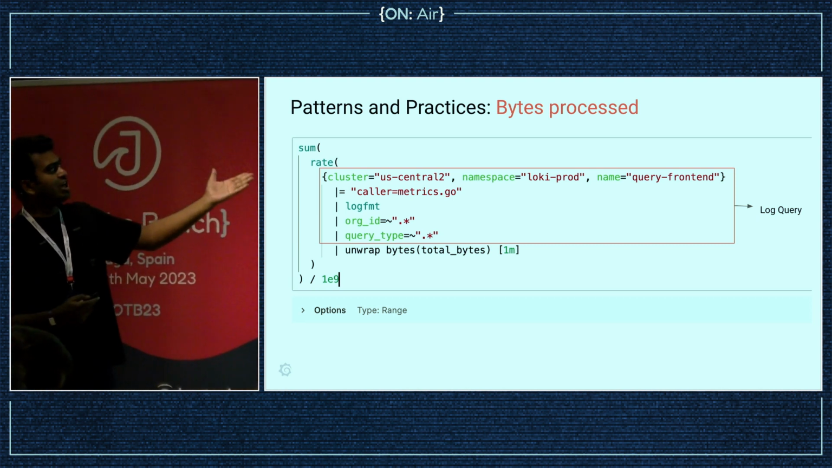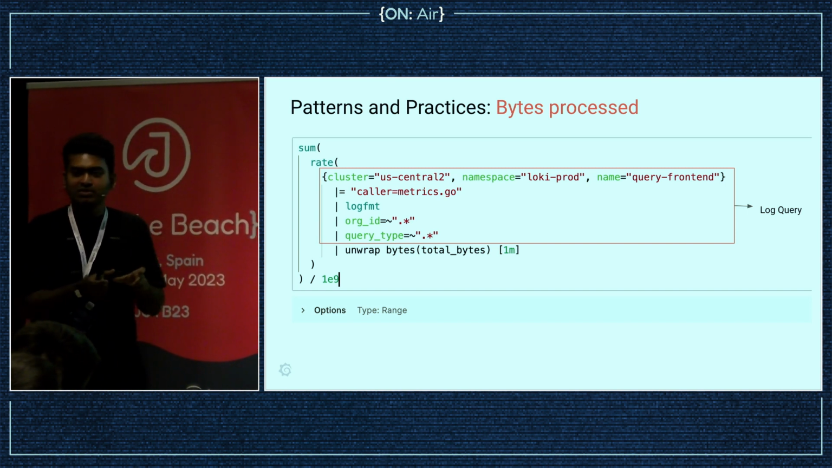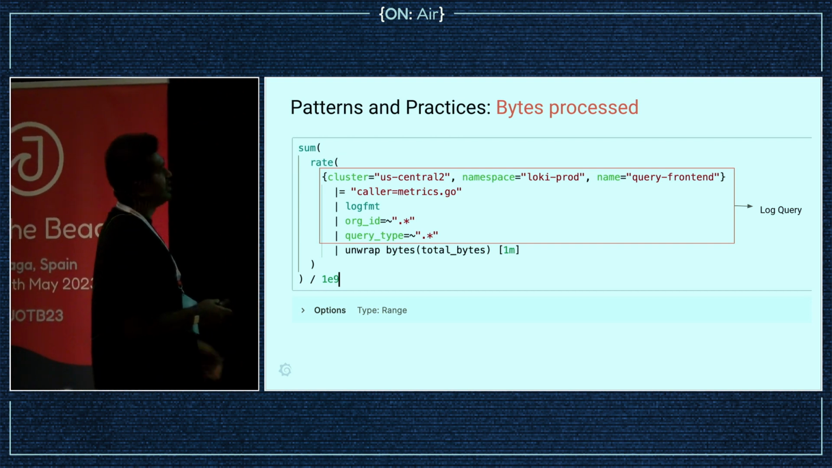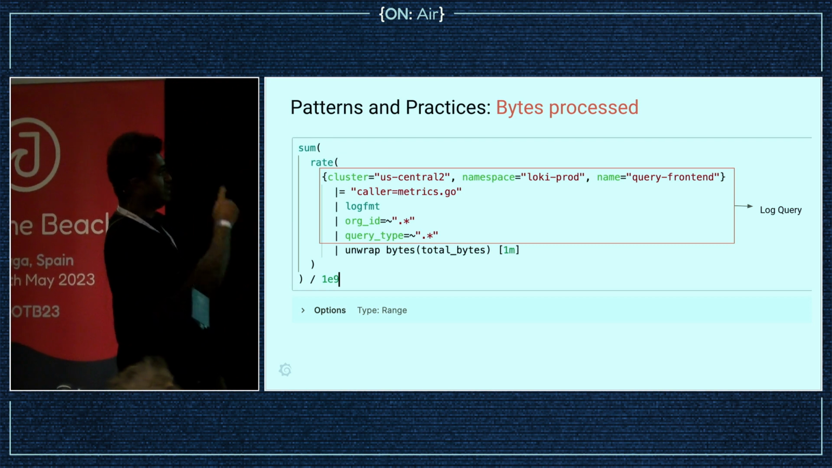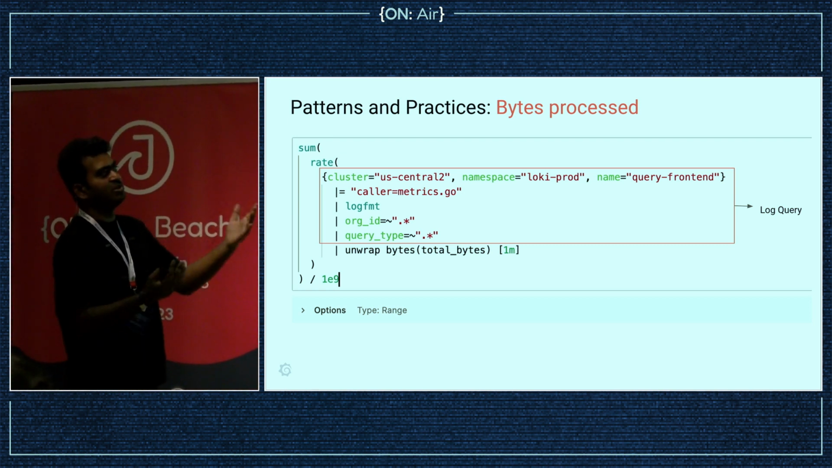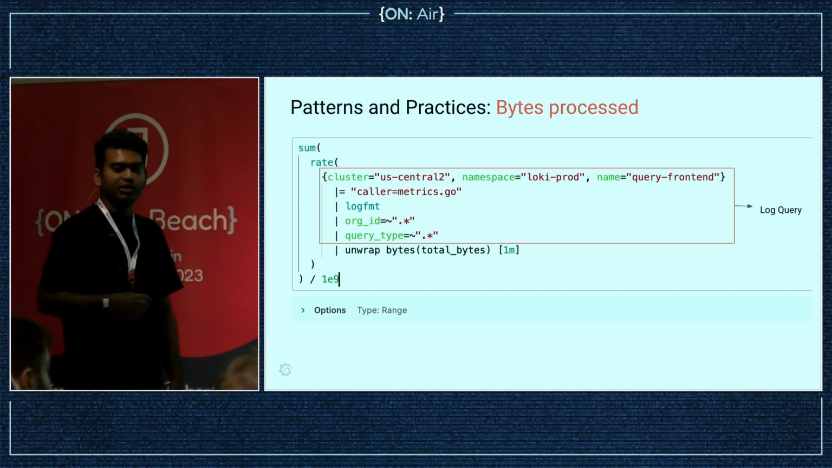And filename equal to metrics.go is the matcher where the log line I showed is present. It's like a unique file which has this log line. And then it tries to match for all the users and all the query types. That's what this box does. It's a simple log query. The output of this query is just a bunch of log lines, each log line representing each query that has been run in Loki.